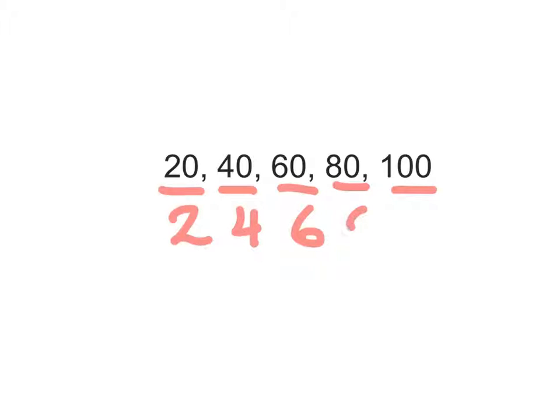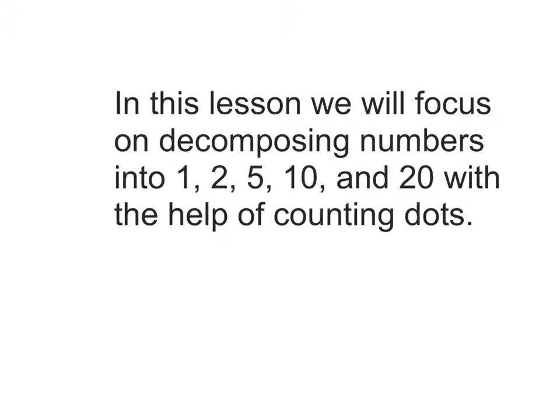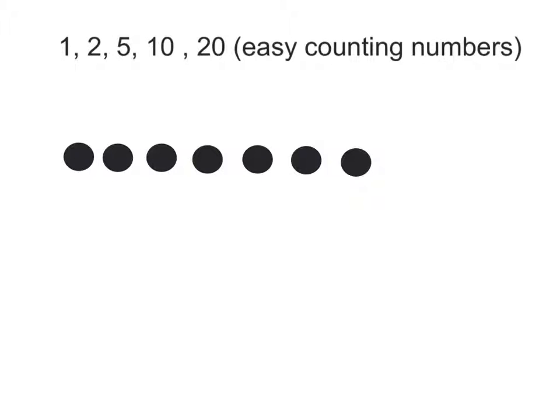So if you know how to count by 2, say 2, 4, 6, 8, 10, etc., then you know how to count by 20. 20, 40, 60, 80, 100. All I did is add a 0 to the easy counting numbers 2, 4, 6, 8, and 10. In this lesson, we will focus on decomposing numbers into 1, 2, 5, 10, and 20 with the help of counting dots. So let's take the number 7, for example.